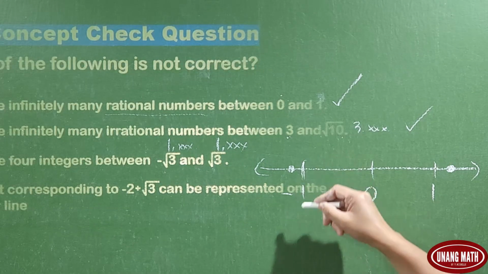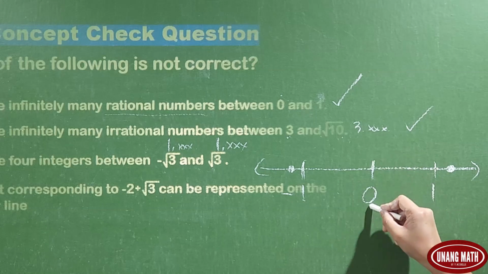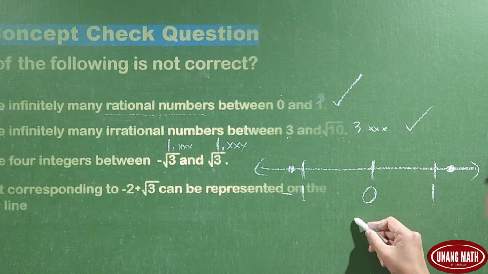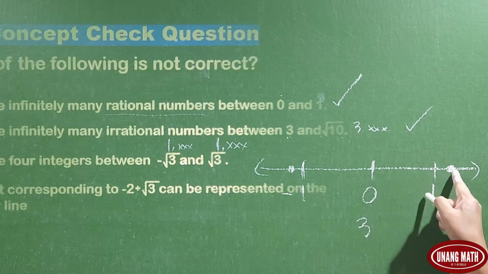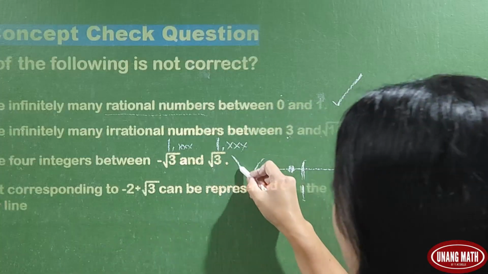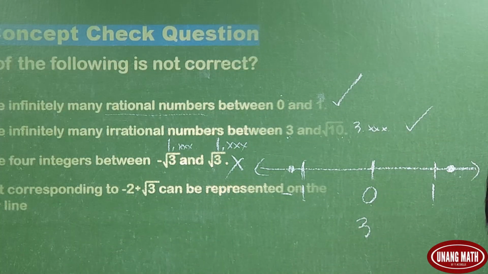Let's see. -1 is an integer, 0 is an integer, 1 is an integer. So there are 3 integers between these two distinct points. So this statement is not correct.